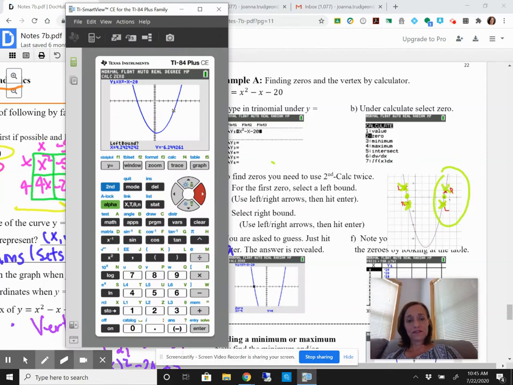So left bound, this is good for my left bound. It doesn't have to be super close. Right bound, something to the right of my 0. Guess, I can try to get a little closer. And it tells me my 0 is 5, 0, which we already knew as well.